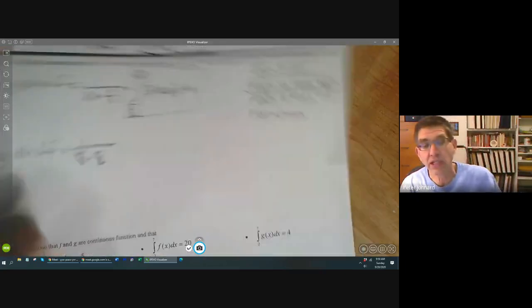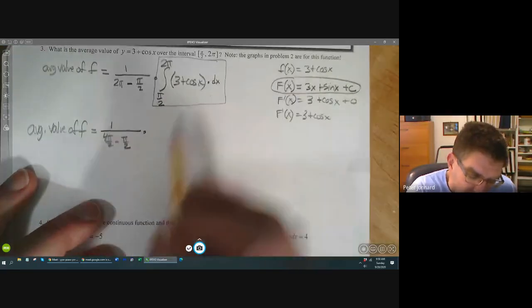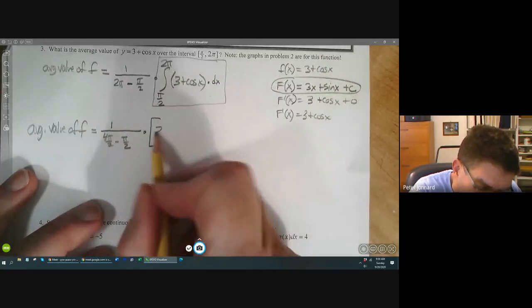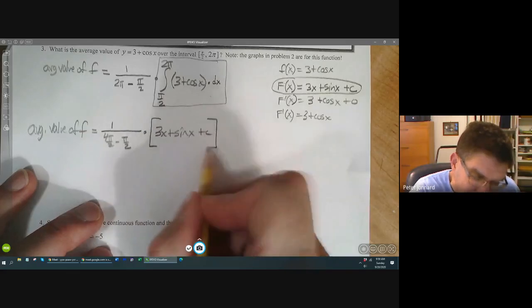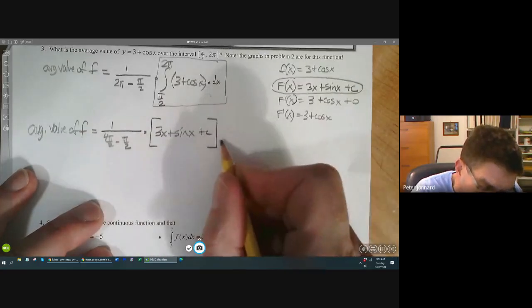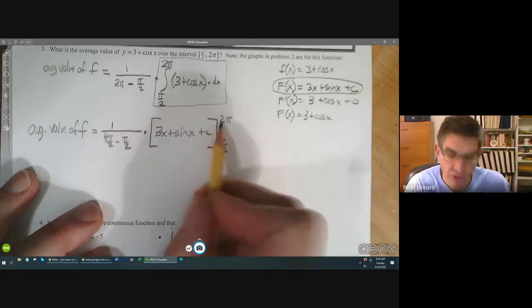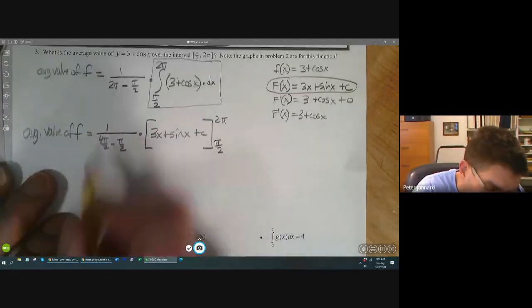So I'm dealing with my fractions there, and then that would be multiplied by, okay, what I have to do is evaluate this function, 3x plus the sine of x plus c. I need to evaluate it at pi over 2 and at 2 pi. You put this one in first, and then you subtract what you get when you put this one in here, okay? So let's clean this up.